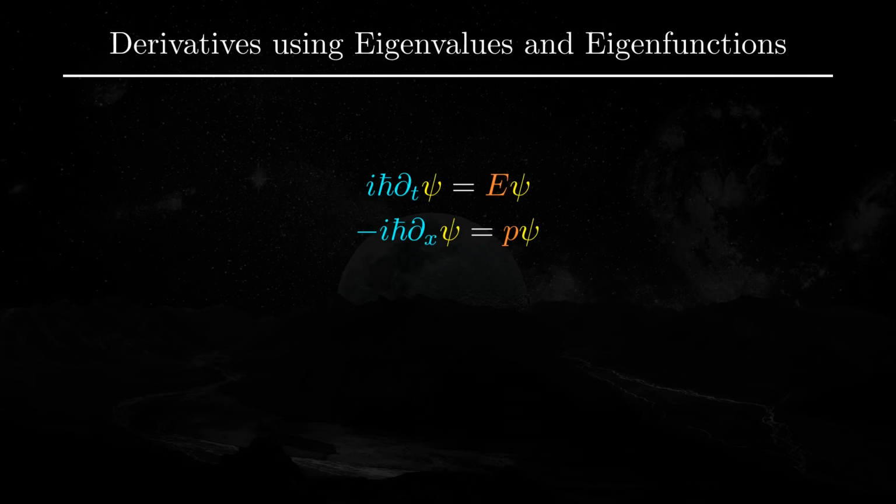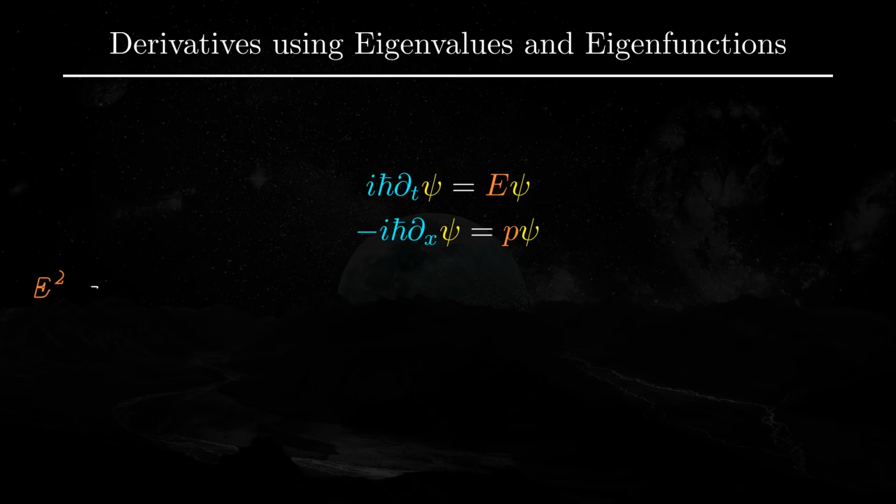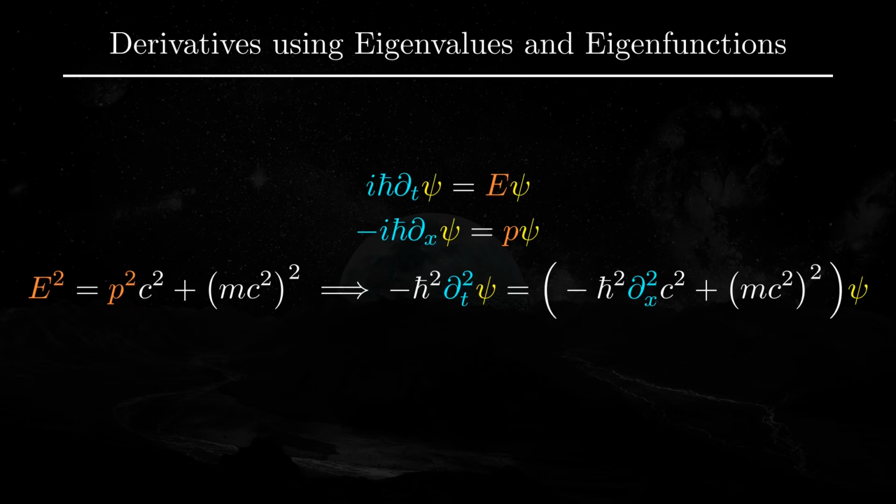Applying the differential operator i h bar d over dt to psi, the wave function, gives energy times psi, and applying the differential operator negative i h bar d over dx gives momentum. So in any equation where you have energy and momentum, you can apply this substitution, and you get an equation in quantum mechanics. For the classical non-relativistic energy relation, you get the Schrödinger equation. And for the relativistic energy-momentum relation, you get the Klein-Gordon equation.